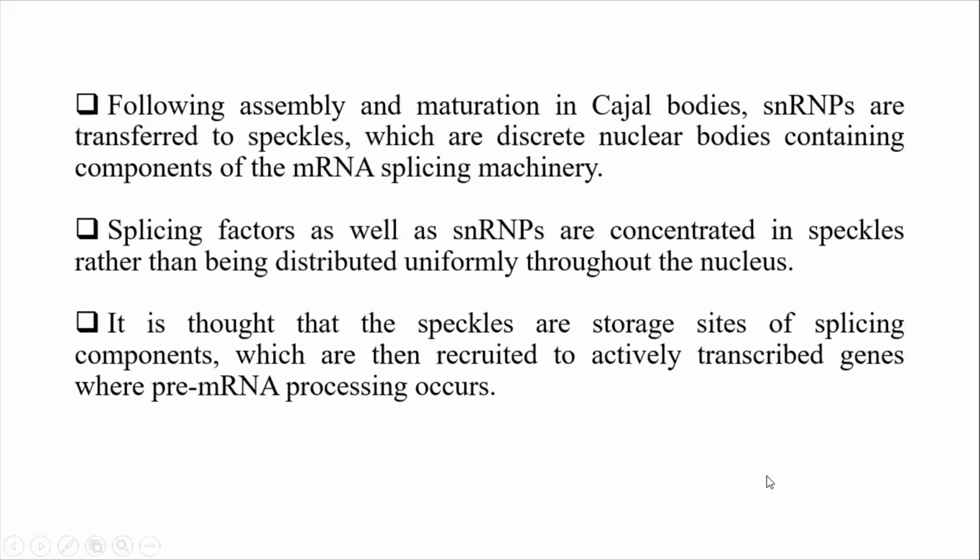Now, following the assembly and maturation in the Cajal bodies, all these snRNPs are then transferred to the speckles, those are your nuclear speckles. They are again discrete nuclear bodies, which contain the machinery for your mRNA splicing. So splicing factors are concentrated in the speckles. In short, all those spliceosome machinery जो है आपकी nuclear bodies में रहती है. Nuclear bodies, we have got different categories. Just now we have seen Cajal bodies, Polycomb bodies, all these are there, right? Clear? It's okay. You can make short notes also.